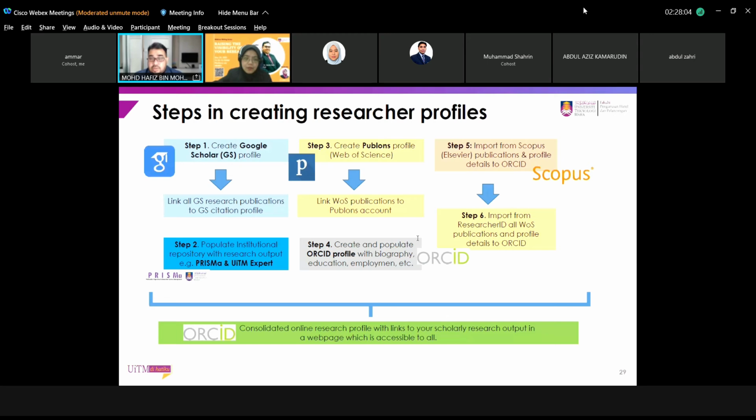The only thing that you cannot create is Scopus. Scopus you tak boleh create author profile, because Scopus author profile hanya akan di-create once you publish your paper in Scopus. So bila katakan your first paper is Scopus, automatically Scopus akan create your author profile dan you link you punya account dengan this profile number dia. So from there, the best thing is to do with all this information ni semua, kita akan ada ORCID yang mana dia consolidate the online research profile with links to your scholarly research output.